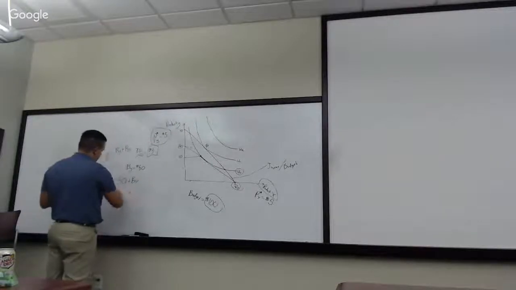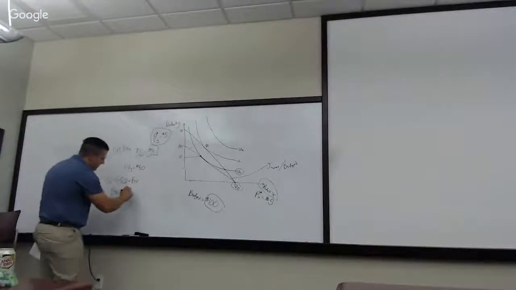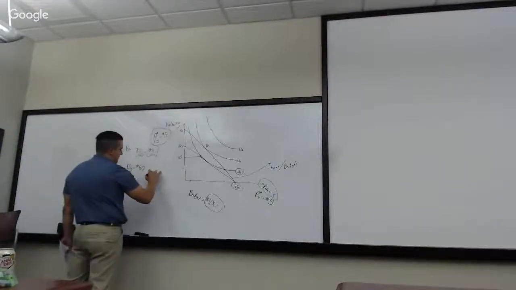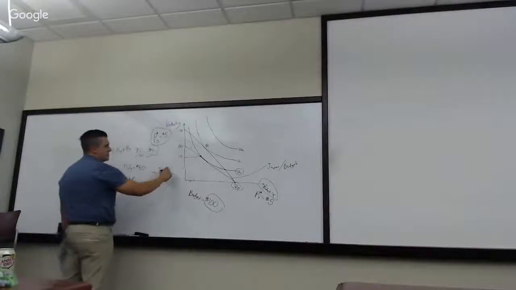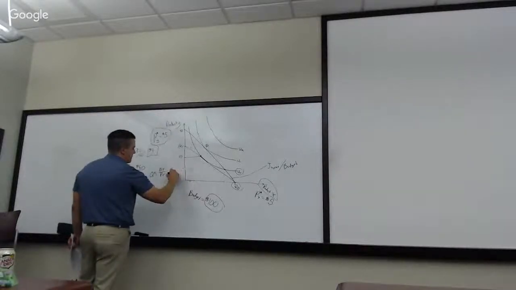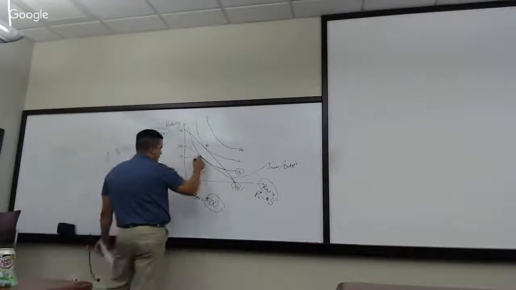What is our budget of X? Our budget of X is equal to 50. And the quantity of X is going to be equal to our budget of X divided by our price of X. 50 over 5. Our quantity of X is going to be equal to 10 units.